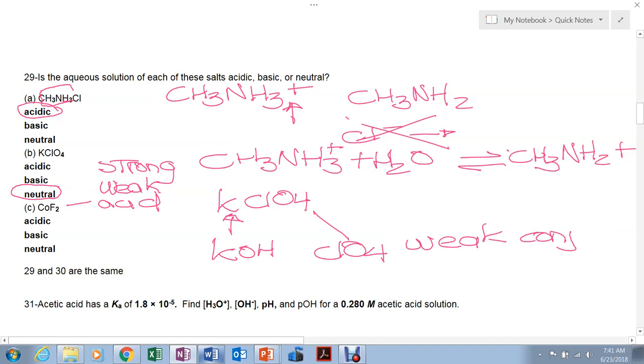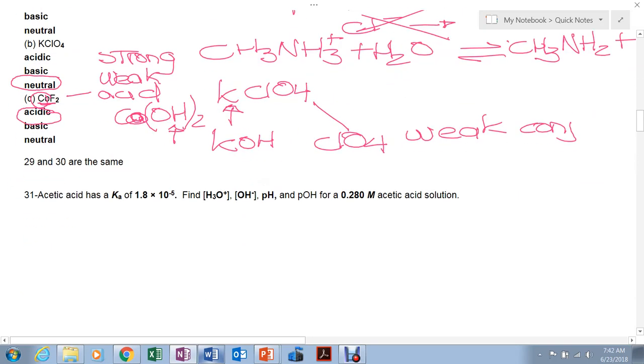But here, this is the cation of cobalt(II) hydroxide, Co(OH)2. This is not a strong base because it's not soluble in water. So basically this is going to react and form a weakly acidic solution. That's when I said that this is a pain. The 30 is basically the same.